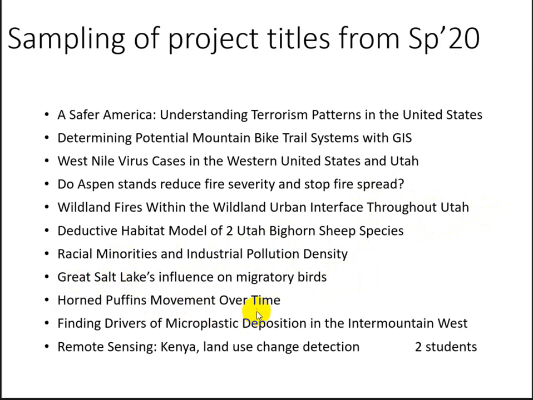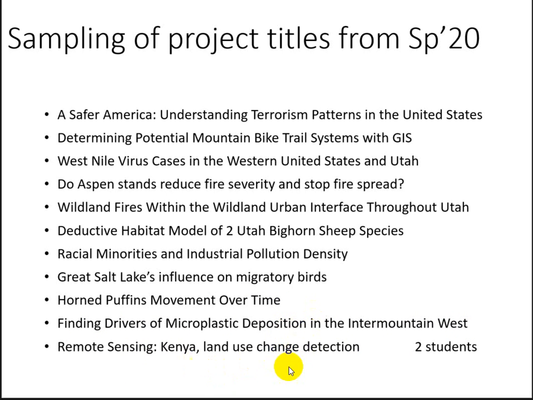Great Salt Lake's influence on migratory birds using eBird data. Horned puffin movement over time. This was pulling out specific species from, I think, eBird. Finding drivers of microplastic deposition in the Intermountain West. This is a really cool project. Again, a student working with faculty who they knew had a really great data set and they wanted to play with it.